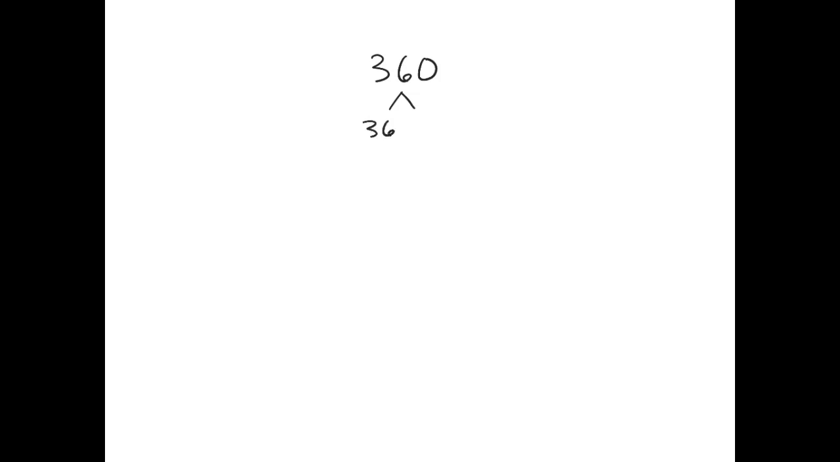Let's look at one more example. 360. The first thing that comes to mind for me is 36 times 10. I know that 36 is 6 times 6. I know that 10 is 2 times 5. So it looks like the 10 is finished because 2 and 5 are both prime. The 2 times 3 gives me 6, and this 2 times 3 gives me 6.